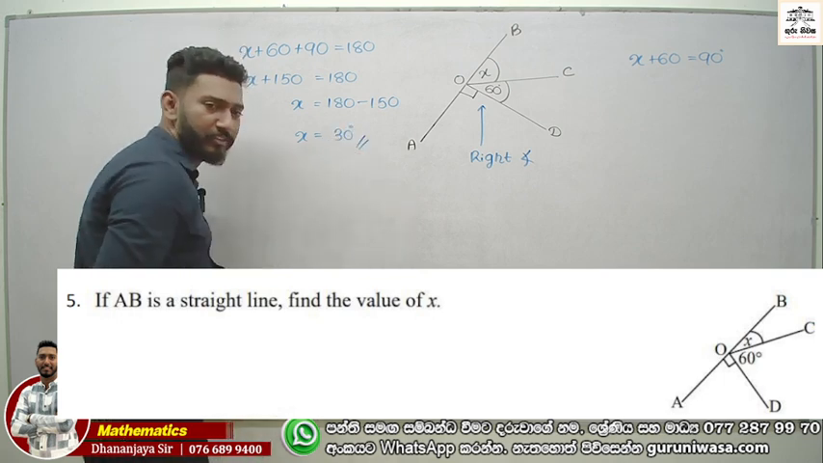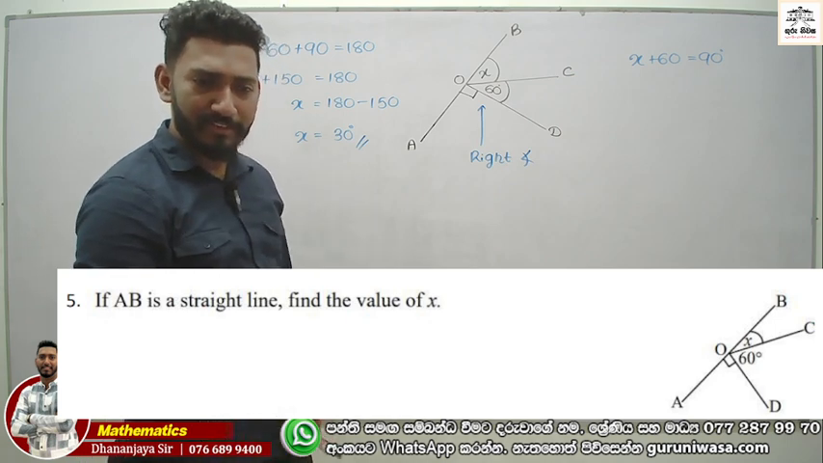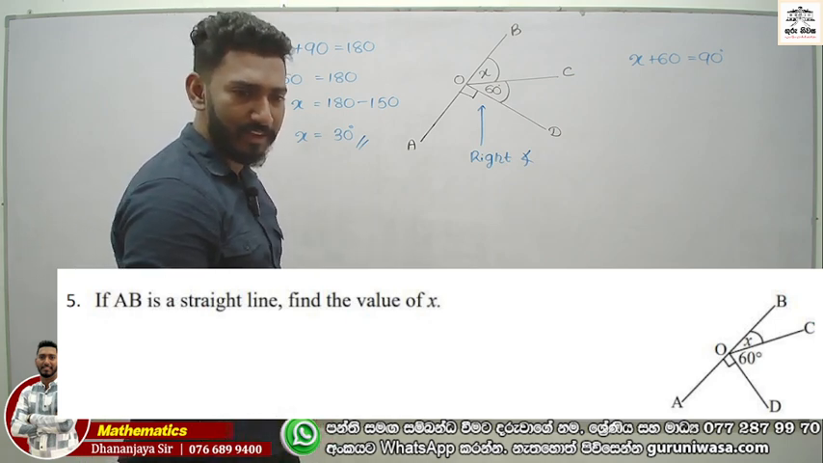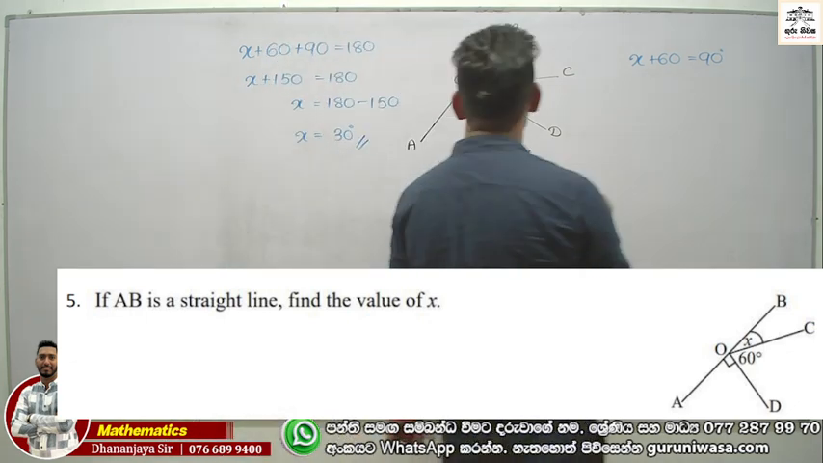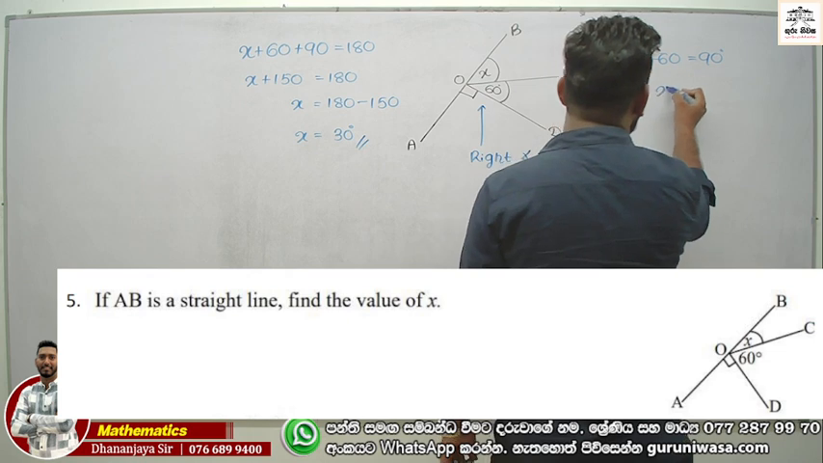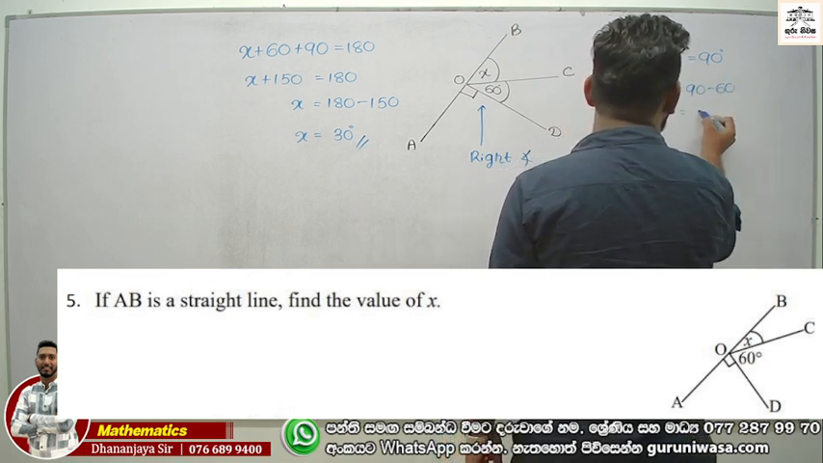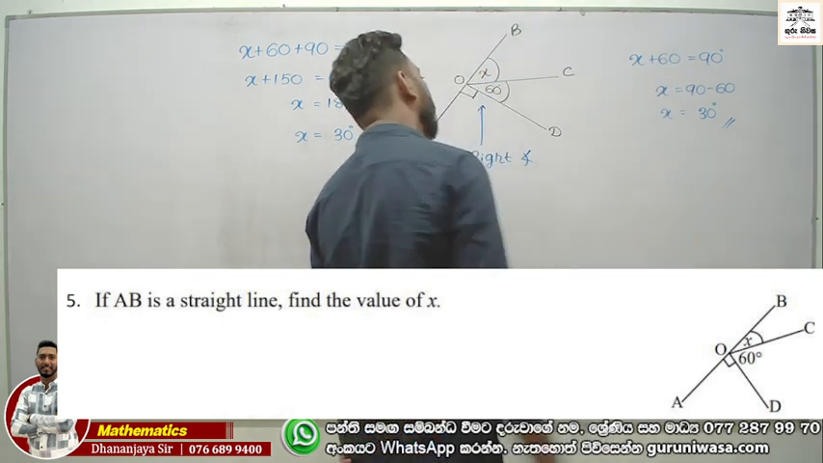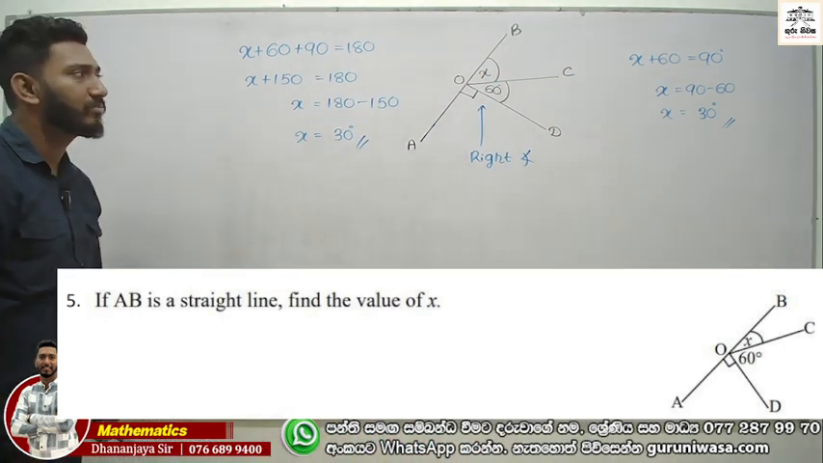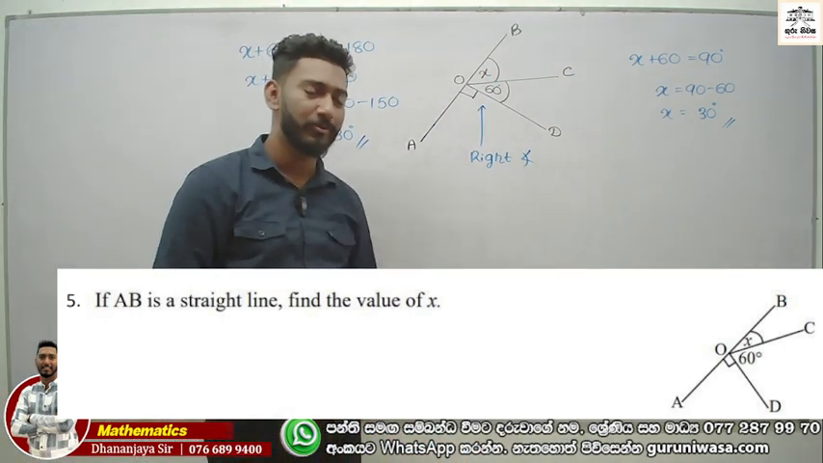Now, Kennedy is correct. Nehemai, Viduni, good. Nehemai and Sanali, good. Now look at this, and this one you can use 90 minus 60. Now 30 degrees. X becomes 30 degrees. Think smart. Ready? Good.